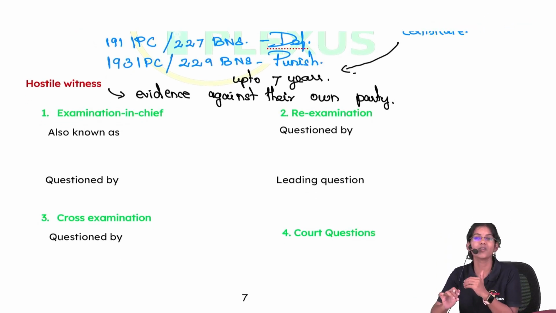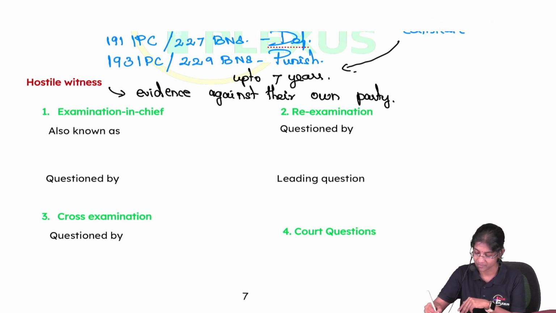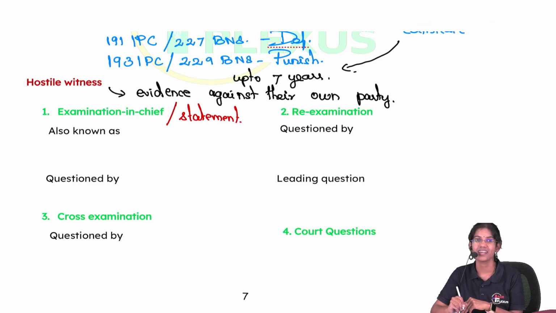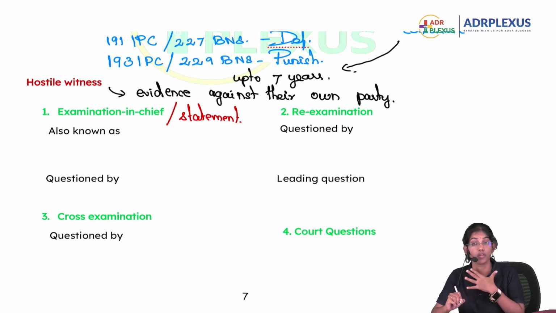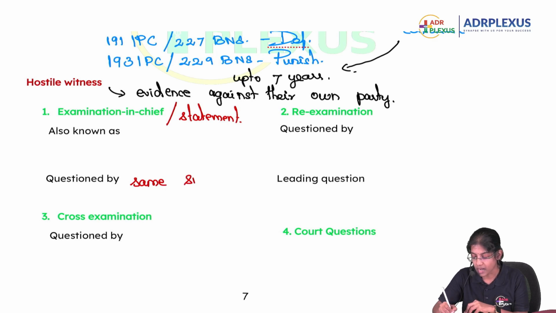Now let's look into how we are going to be examined in the court of law. First is going to be examination in chief or chief examination. This is also known as collection of statement. Now, what is happening? I am going to the court, the party which has called me. In most of our cases, it used to be the public prosecutor. The same side party will ask us questions.